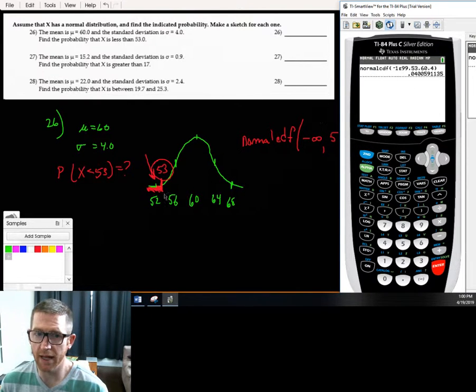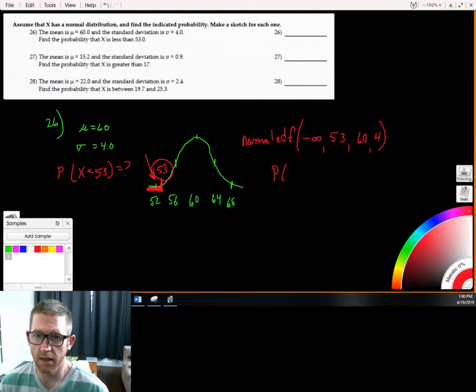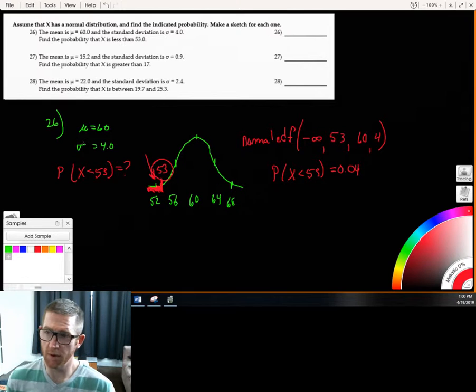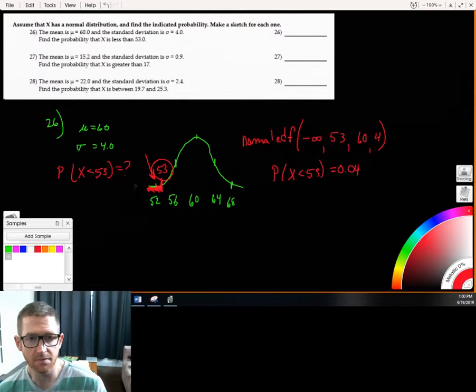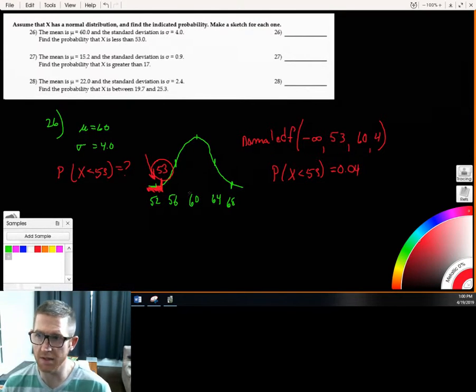This is actually equal to that area right here, 0.04. So the probability of getting an x value less than 53 would be 0.04 for this specific problem. And this is the sketch for that problem: a normal distribution, label some standard deviations, and identify your specific value relative to everything else.